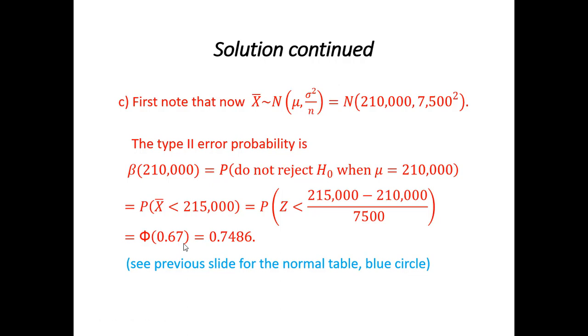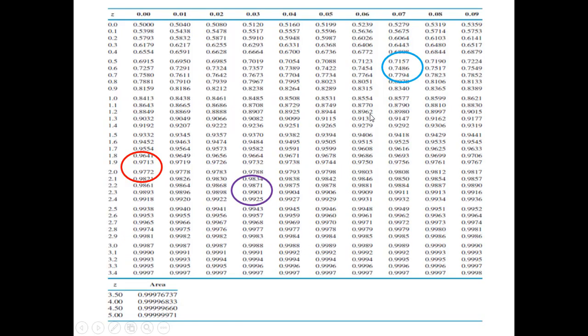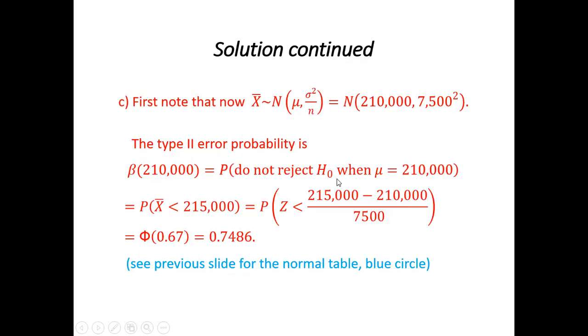And now we could look up our probability in the table. You could see here, I've marked it in the blue circle, so up here. I take 0.6 would be this row, and the second decimal place is 7, so I get 0.67 right here. 0.7486 is what we get, and that is our final answer. So that's the probability of a type 2 error.